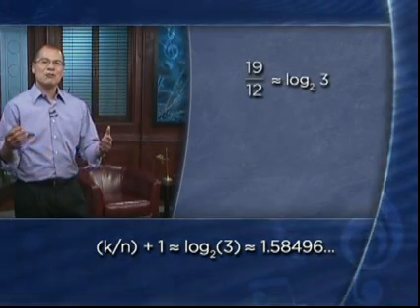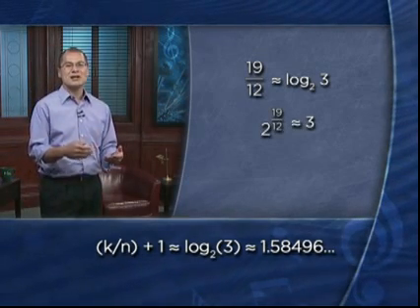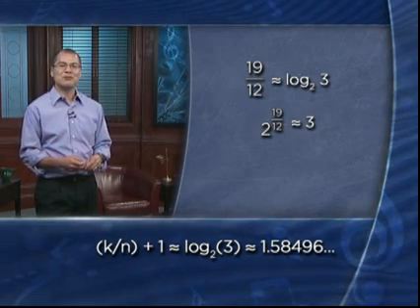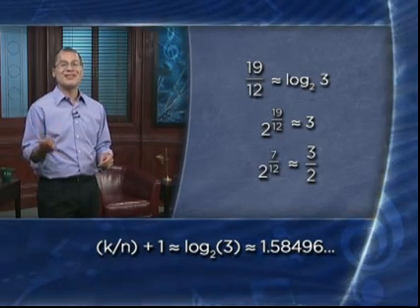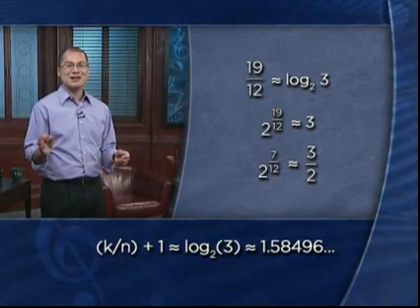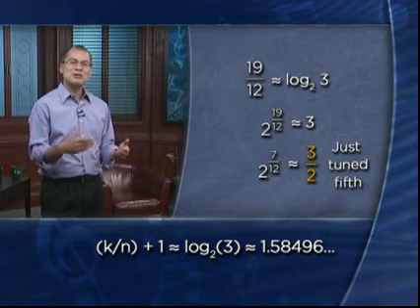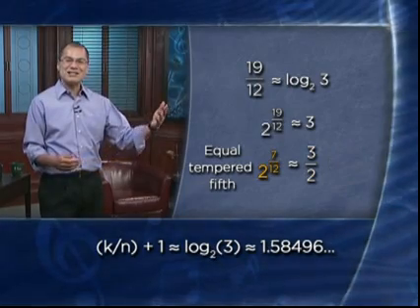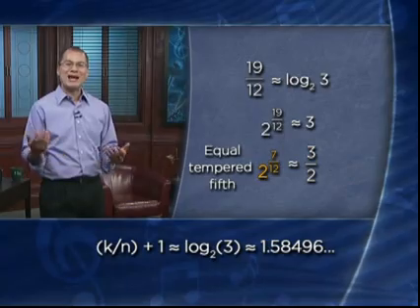And when we invert the log, we're taking exponentials, and so that would mean that 2 to the 19 twelfths is approximately 3. We can divide both sides of that equation by 2, and we get that 2 to the 7 twelfths is approximately 3 halves. That's familiar, isn't it? That's saying that one way to approximate 3 halves, remember, that's the just tuned fifth, is to use 2 to the 7 twelfths. That was the equal tempered fifth. In other words, this continued fraction just gave us the equal tempered 12-note system that we have in Western music today.